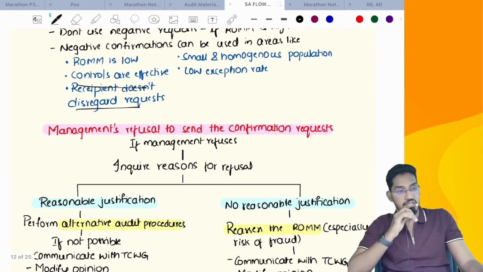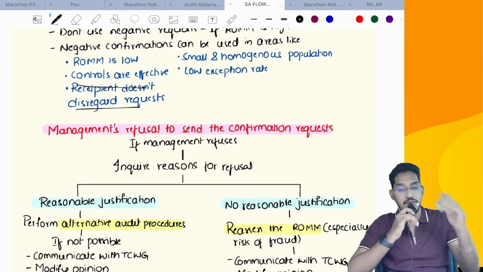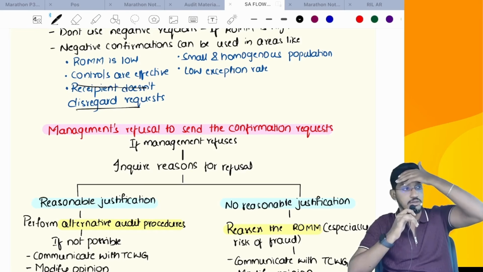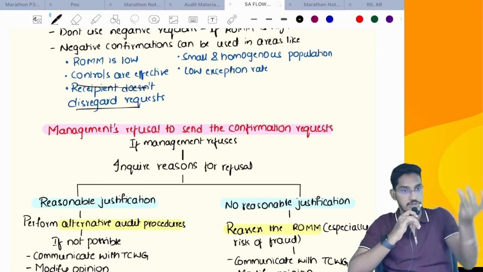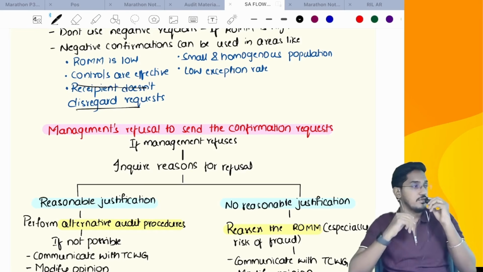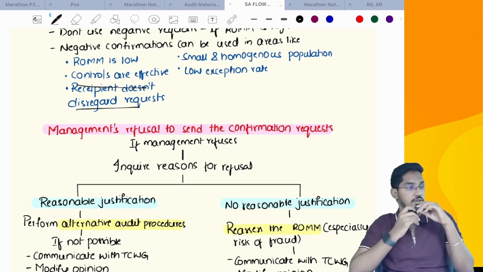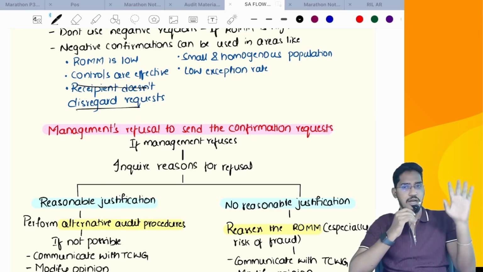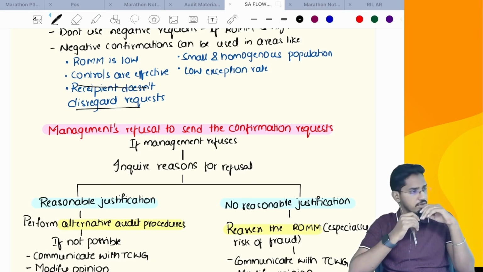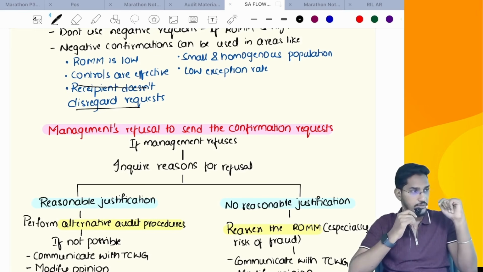Sir, I want to send a confirmation request, but management is not allowing me to send a confirmation request. Who are the management here to stop us? The question is, why will they stop us? Why do we need their permission first of all? See, as a part of this external confirmation process, we rely on management. Whether you agree or not, we have to rely on the management.